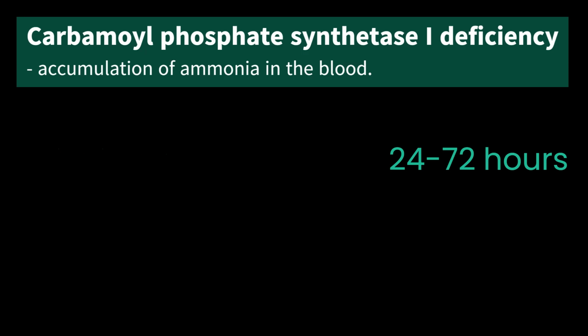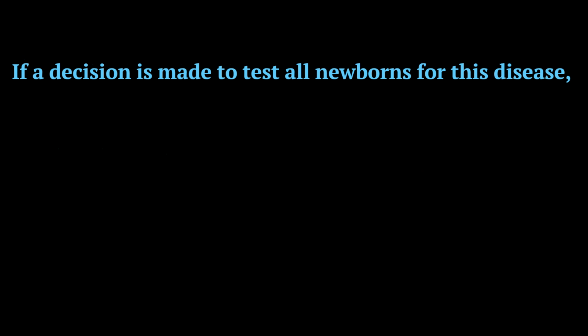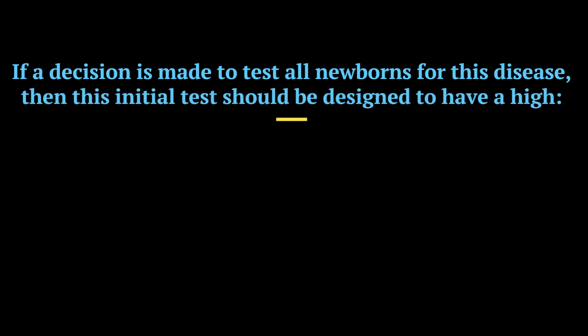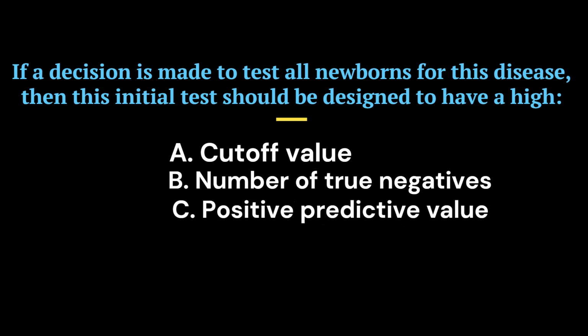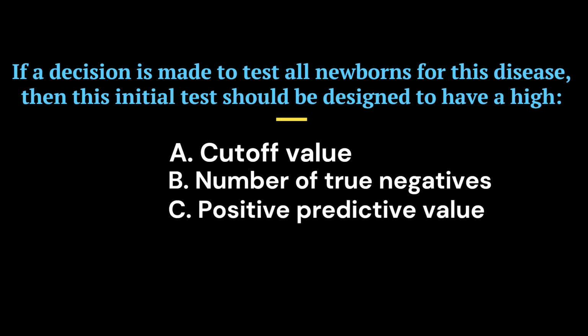The question is: if a decision is made to test all newborns for this disease, then this initial test should be designed to have a high. Your options are A. Cutoff value. B. Number of true negatives. C. Positive predictive value. D. Sensitivity. E. Specificity. You have 15 seconds to type your answer in the comment box.